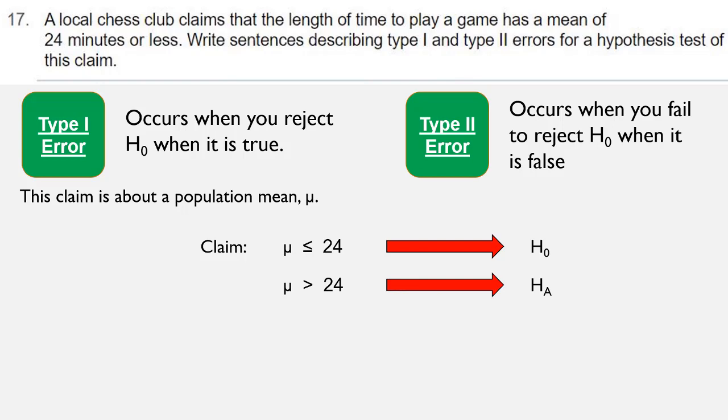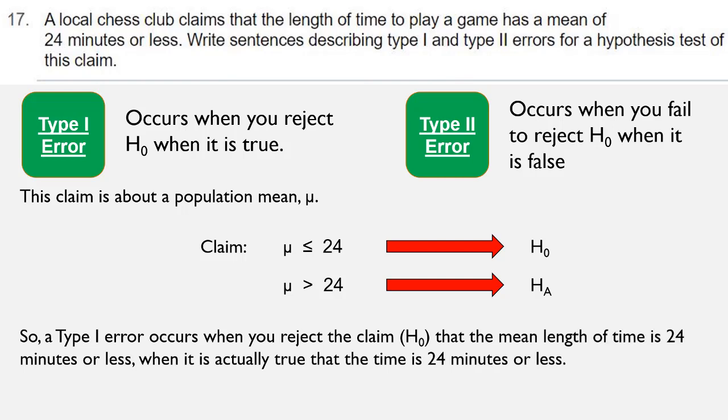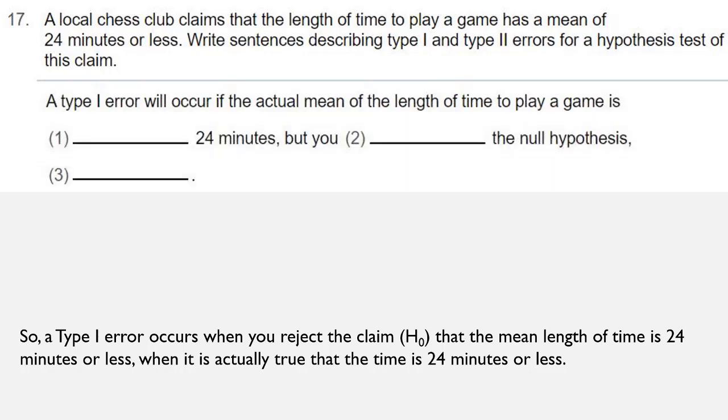So what would a type 1 error look like? Well, a type 1 error occurs when you reject the claim that the mean length of time is 24 minutes or less when it is actually true that the time is 24 minutes or less. So let's look at our choices here. A type 1 error will occur if the actual mean length of time to play the game is less than or equal to 24, but we reject the null hypothesis that mu is less than or equal to 24. So that's how we would fill in the blanks for the type 1 error.